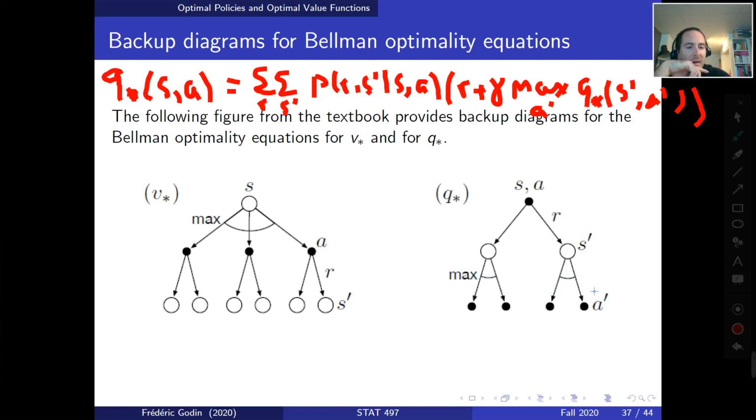So this is why there's a maximum here at this step. It's because here we have to maximize over A primes, but here on these arrows there's no maximum because we have to sum across all these arrows. Okay, so this is how we can interpret this backup diagram. So it can be useful to visualize what happens in practice with these equations.